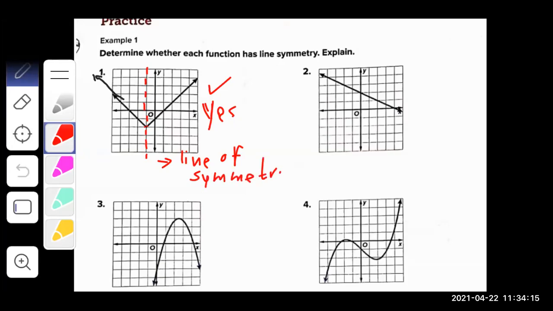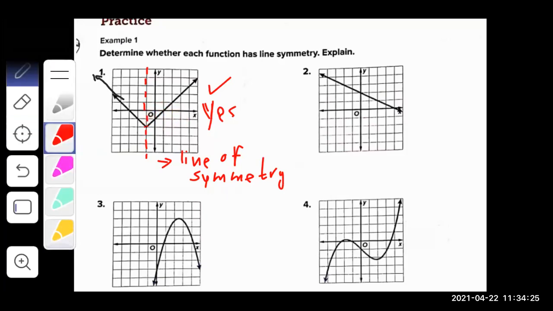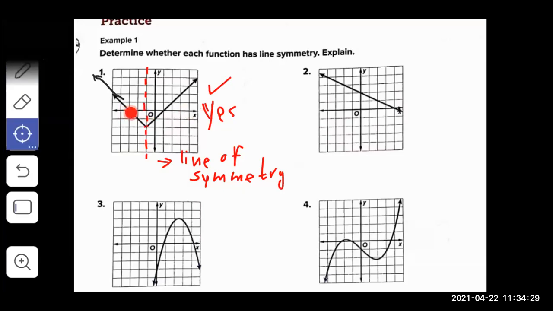Okay, this is the line of symmetry. Can someone tell me what value for x is that line of symmetry, guys? This is 0, this is 1, this is 2. What value is that? This is x. What value for x is that one?